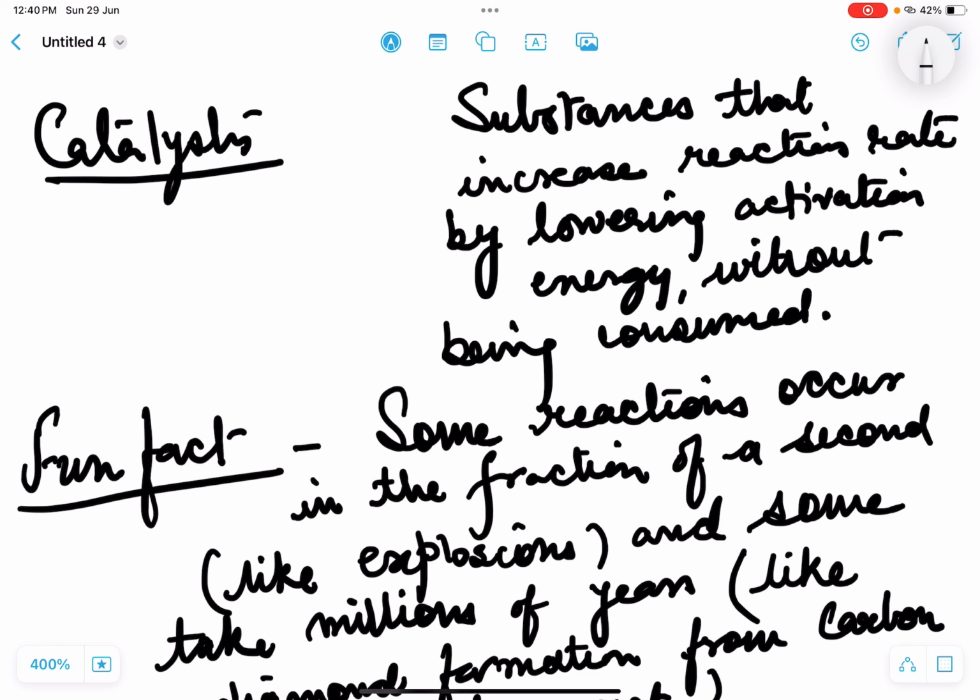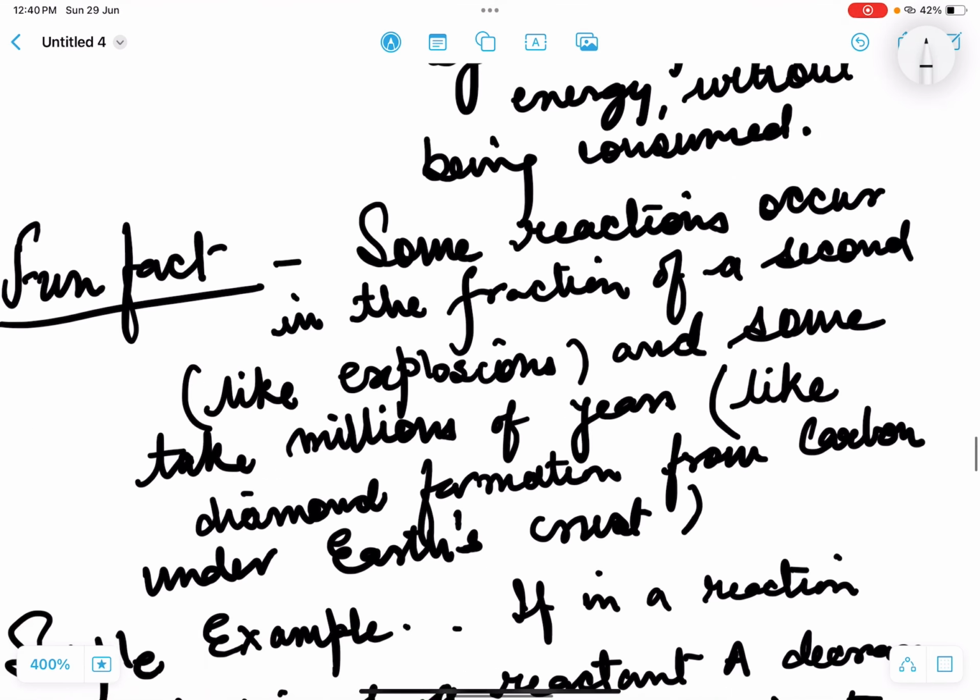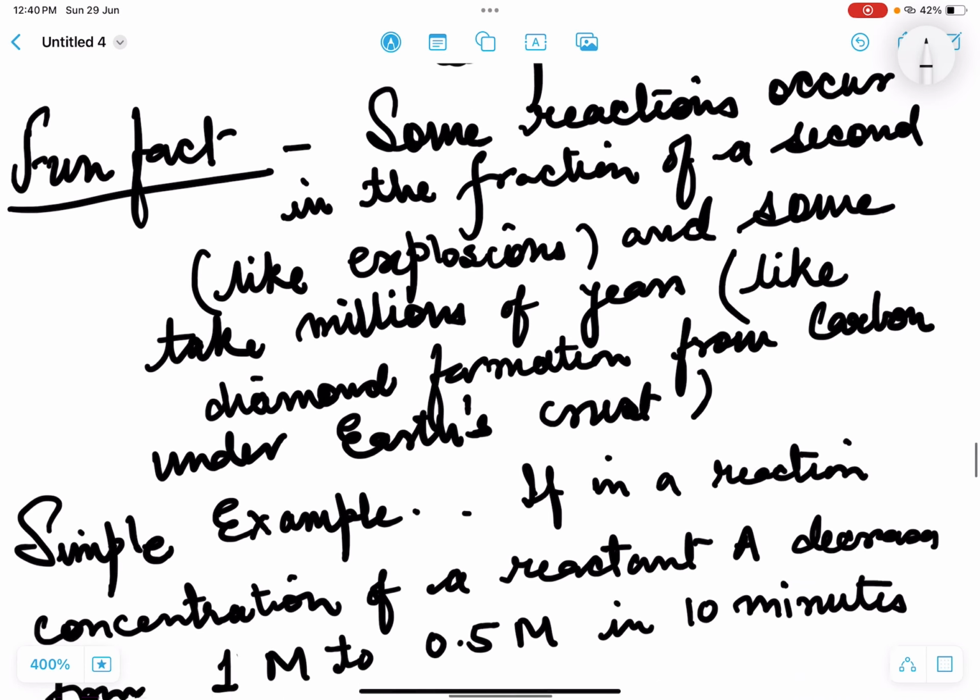Now the fun fact about chemical kinetics is that some reactions occur in fractions of a second, like explosions, and some take millions of years, like diamond formation from carbon under the Earth's crust.